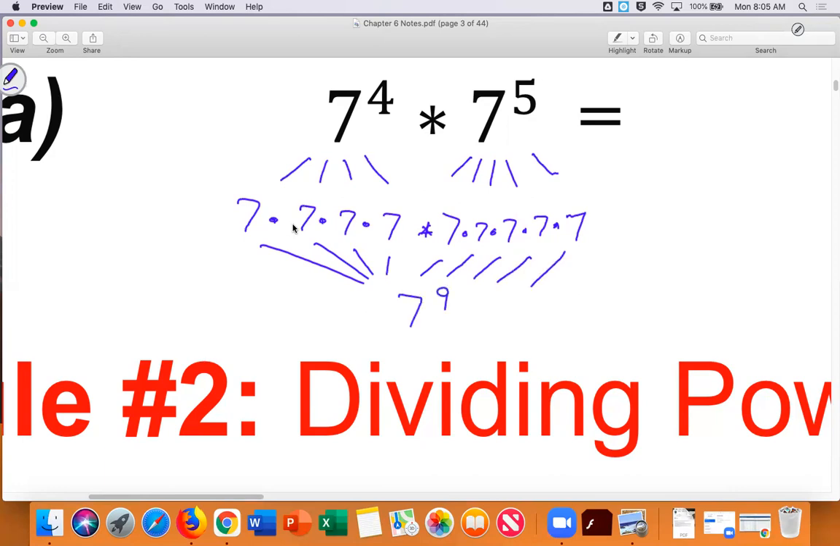Now, there's got to be a way to go from here to here. Do you see it? What do I do? So 7 to the 4th times 7 to the 5th was 7 to the 9th, right? So instead of writing out this big long middle step, how can I go from up here? What do I do with the exponents? Add them. So if I do 7 to the 4 plus 5, 4 plus 5 is 9. There we go. Do you guys see that?